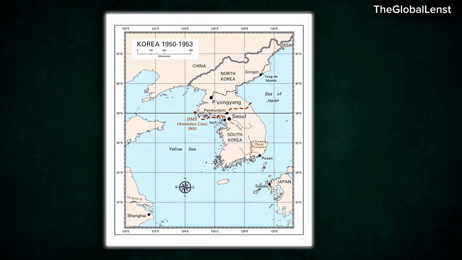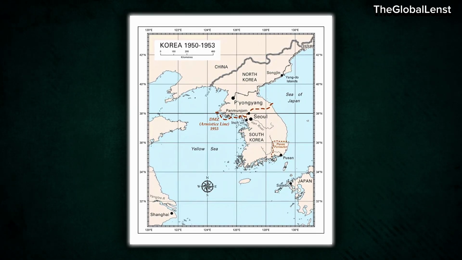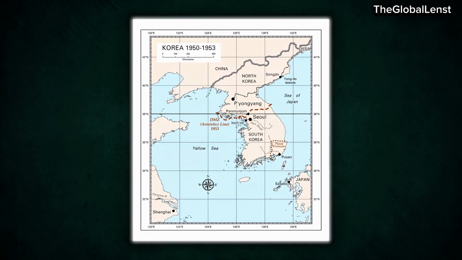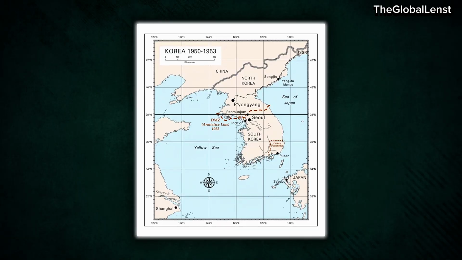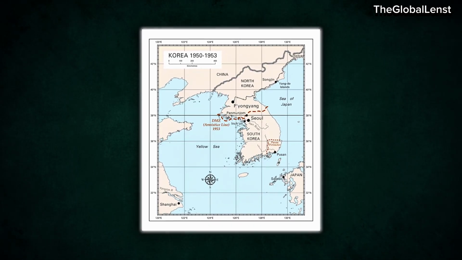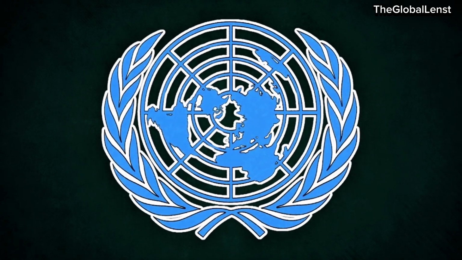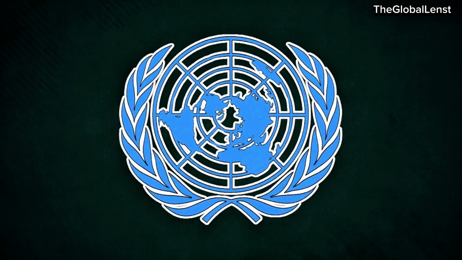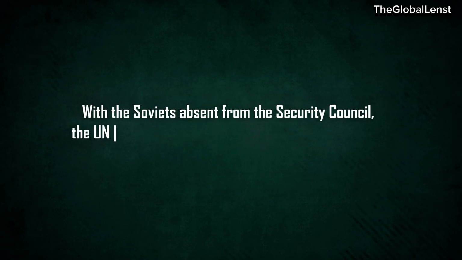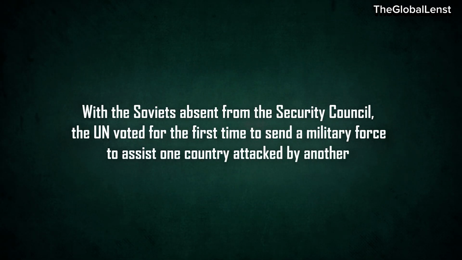Under these extraordinary circumstances, the Security Council unanimously condemned North Korea's aggression and called for a withdrawal to the 38th parallel. The UN went even further by calling on all member states to extend military aid to South Korea. With the Soviets absent from the Security Council, the UN voted for the first time to send a military force to assist one country attacked by another.